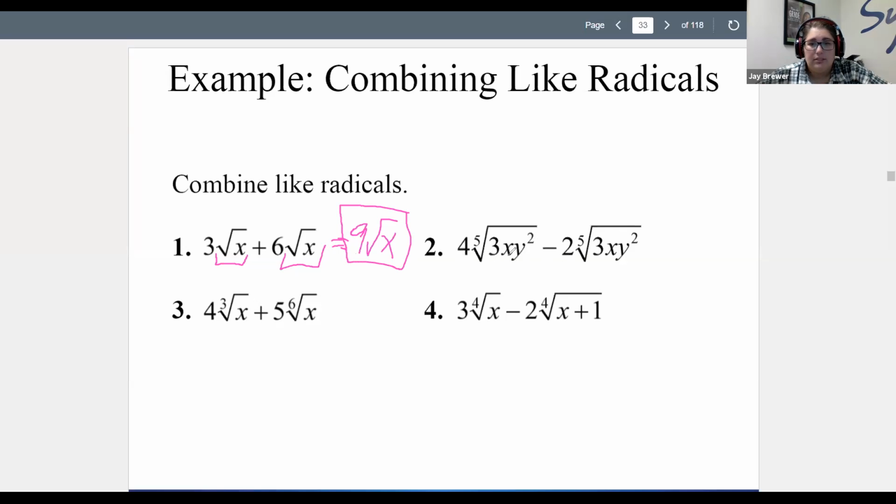The next one is just as nice. It gives us the 5th root of 3xy squared. They're the same in both, right? We don't have anything different, so we can go ahead and just subtract them.